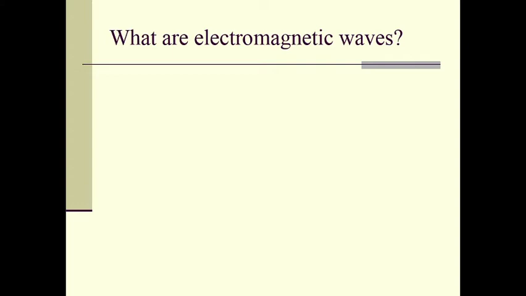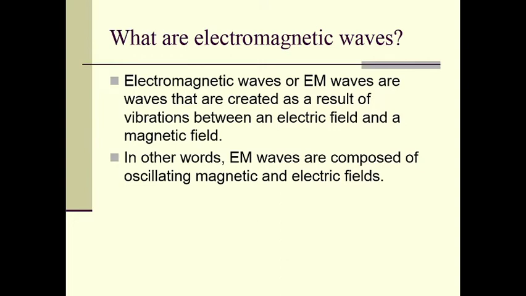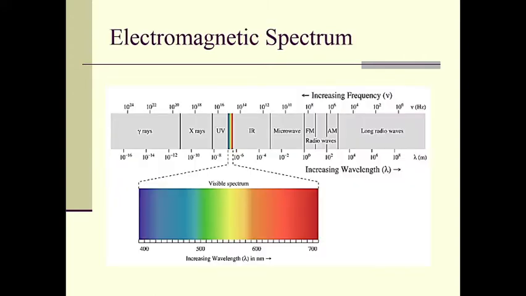Before that, let us study what electromagnetic waves are. So we know that the electromagnetic waves or EM waves are waves that are created as a result of vibrations between an electric field and a magnetic field. In other words, electromagnetic waves are composed of oscillating magnetic and electric fields. So this is the electromagnetic spectrum, and we have already studied the radio waves, microwaves, infrared radiation, visible radiation and ultraviolet radiation. In today's lecture, we are going to study the X-rays and gamma rays.